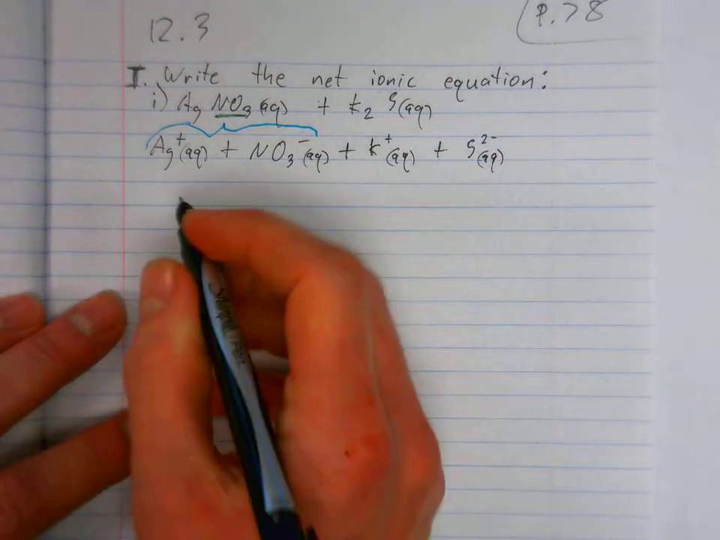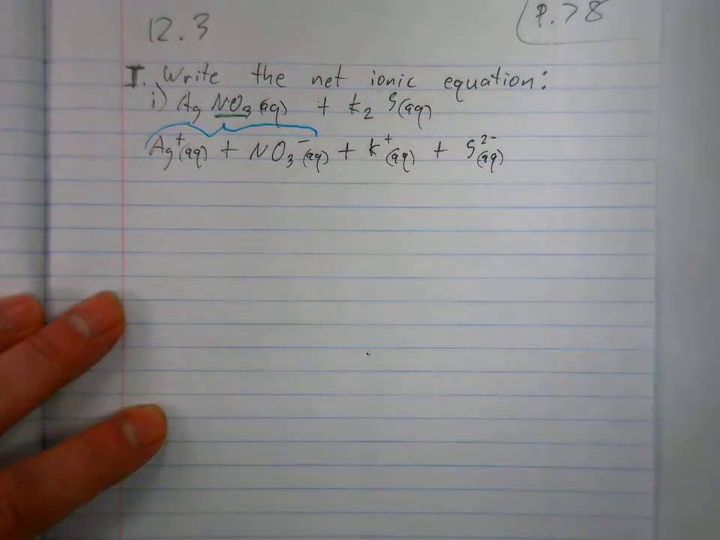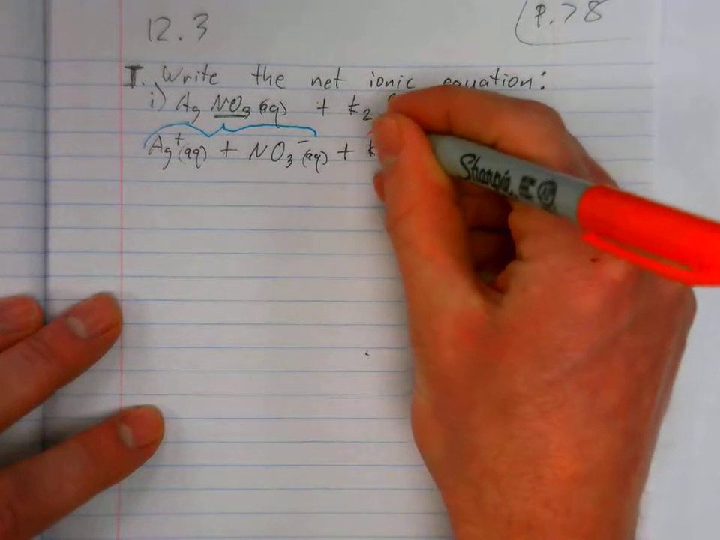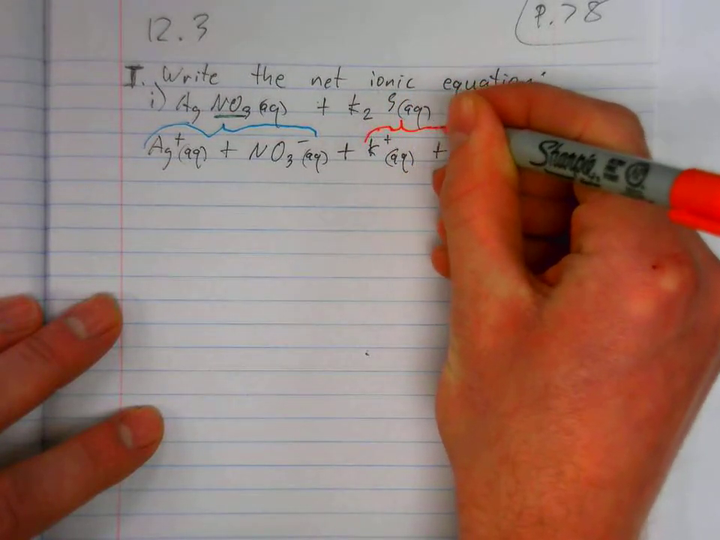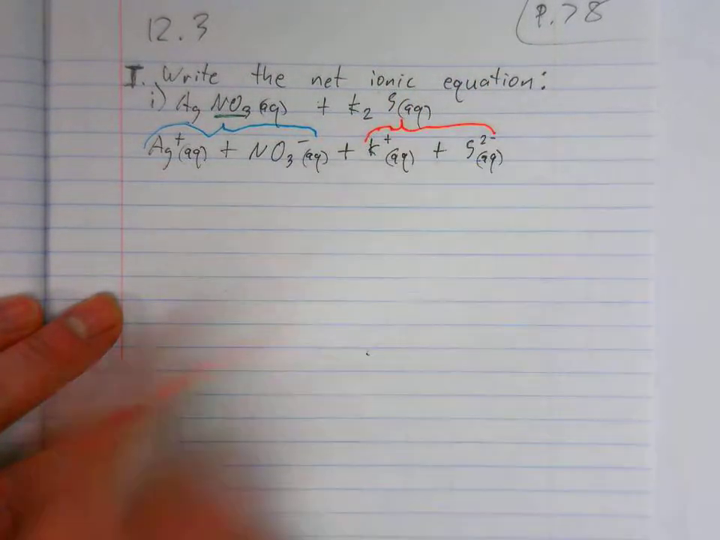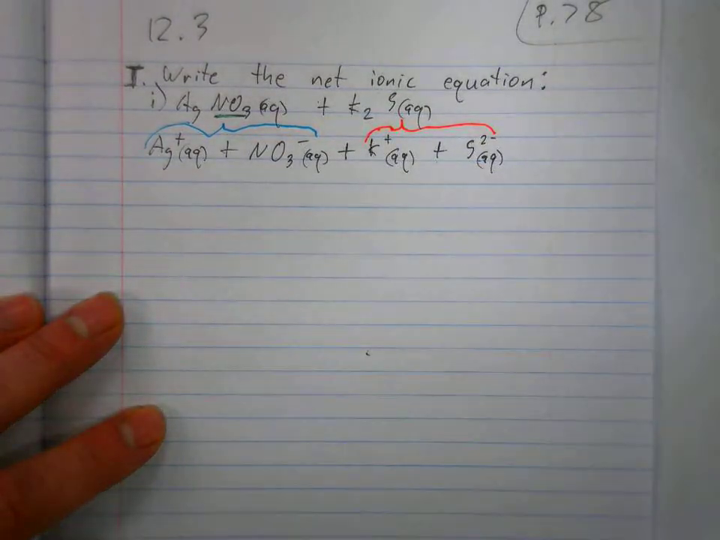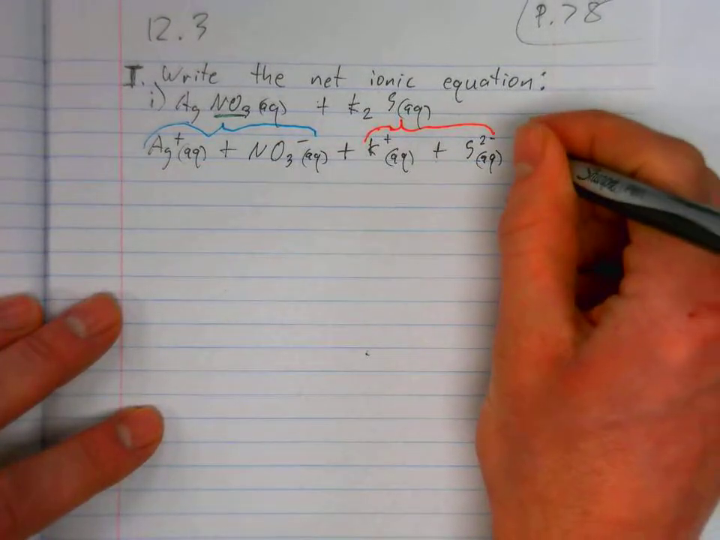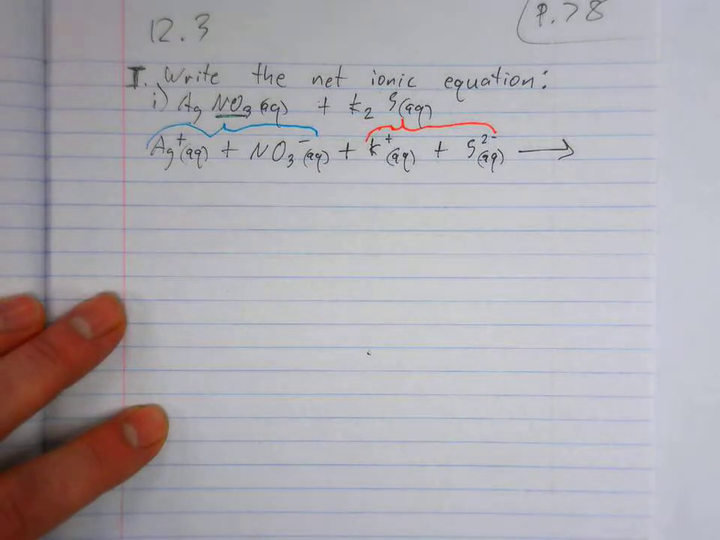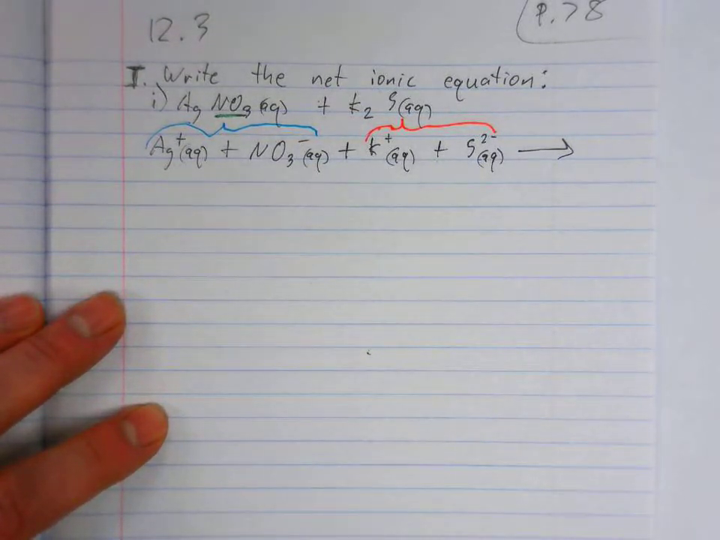So now that we have the dissociated form, and of course these last two refer to the potassium sulfide, now we can go about figuring out if anything in this combination might be insoluble, or there might be something that changes more generally.